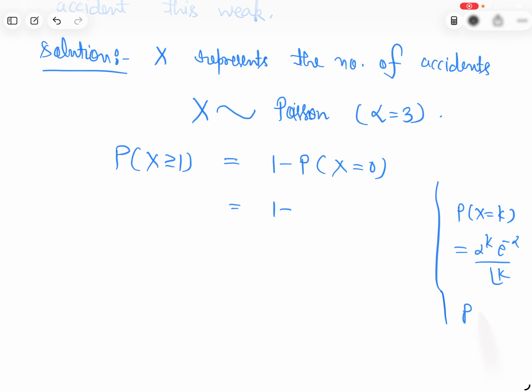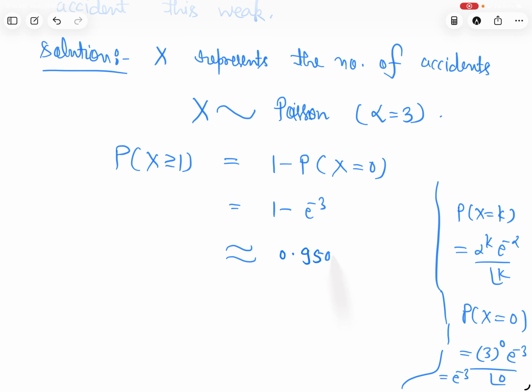So what will be the P(X = 0) value? Can you tell me? Alpha is 3 here. 3 to the power 0, e to the power minus 3 upon factorial 0. So this is e to the power minus 3. After solving it, you will get an approximate value, because the value of e is 2.718 like that. You calculate, you will get this value approximately. Okay.